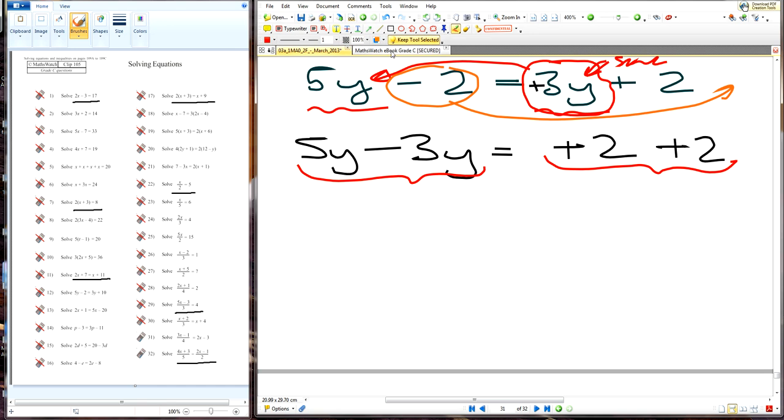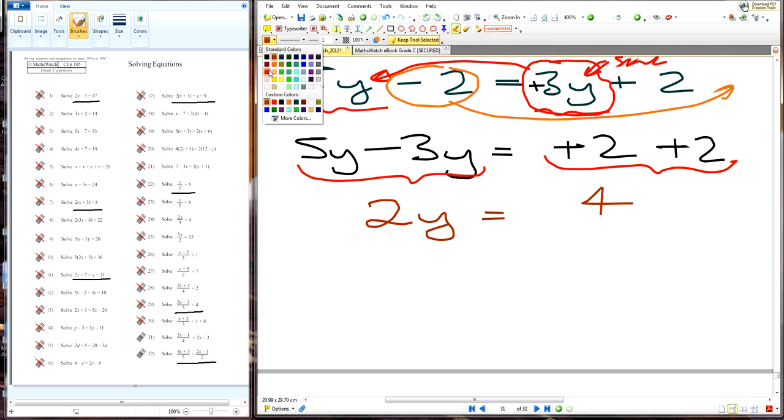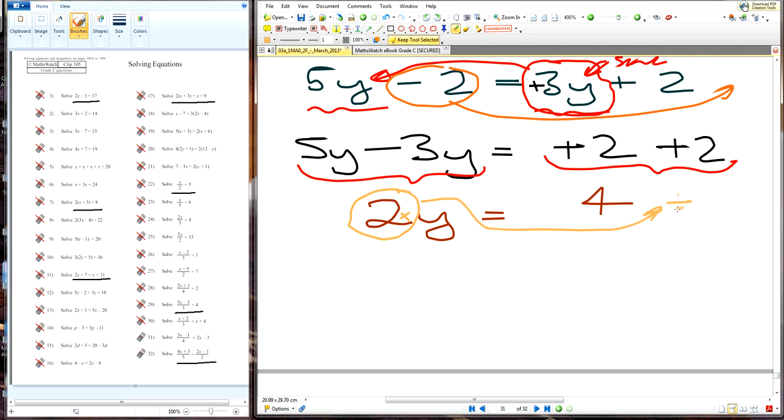So we have 5y minus 3y. 5y minus 3y will give us 2y. 2 add 2 will give us 4. Now remember, we still got to work out what the y is. The y is being timed by 2, and the opposite of times by 2 is divide, so changing side. So we say the final answer is y is equal to 4 divided by 2, which is equal to 2. And the question is done.